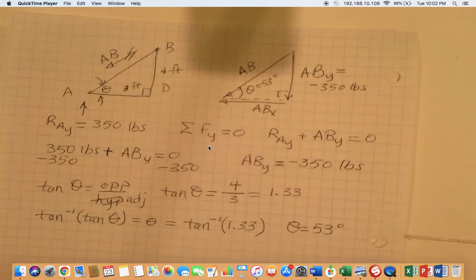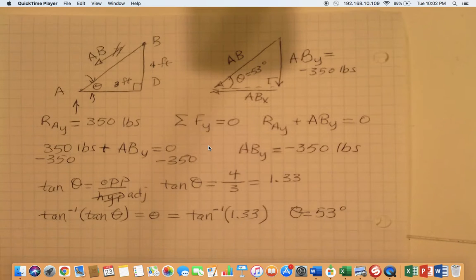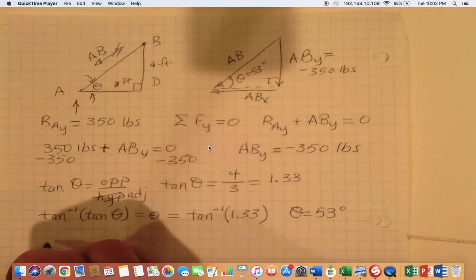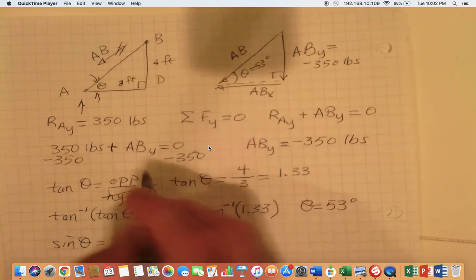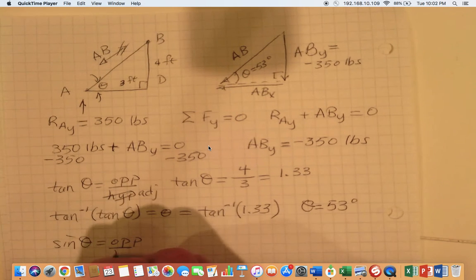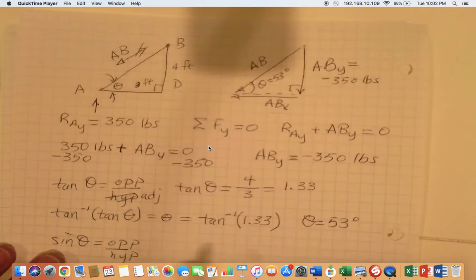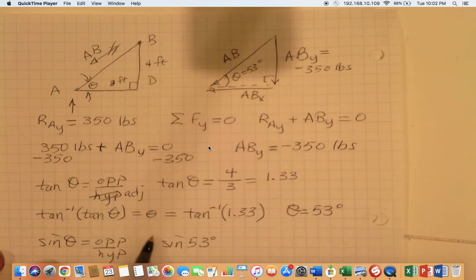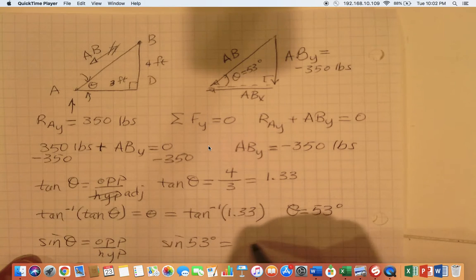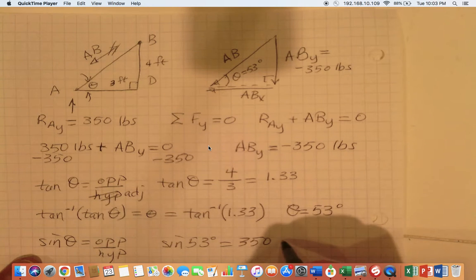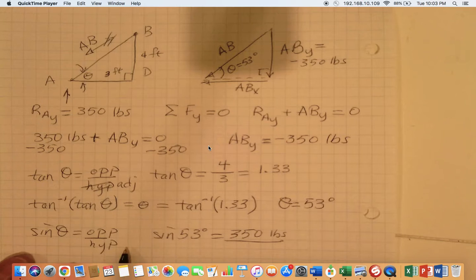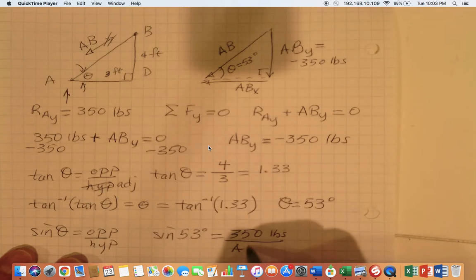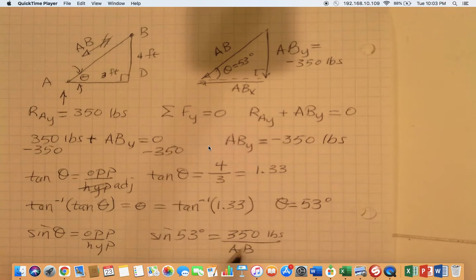So now, can we find the force AB? Well, we have a trigonometric function called sine, if you remember, which is opposite over hypotenuse. We know the angle, it's 53 degrees. We know the opposite side is AB in the y direction, or 350 pounds. I will leave the negative off. But we don't know the hypotenuse, but we do know that it's the force in member AB. So we only have one unknown, that's AB.